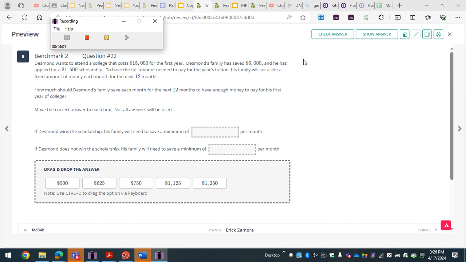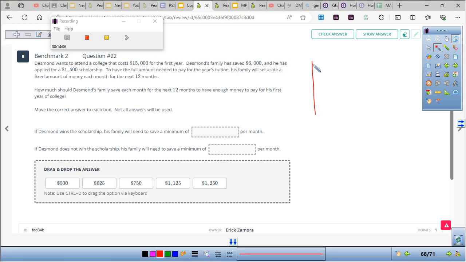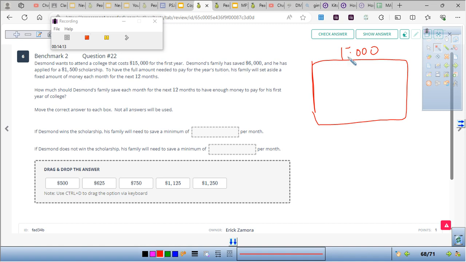So I'd like to get a quick visual on that one again. Same idea. The whole thing is 15,000. They've already saved 6,000, so half of it is about 7,500. So I'll go right here. 0. Here is 6,000. They've saved 6,000, and he has applied for 1,500. So an additional 1,500 right here.